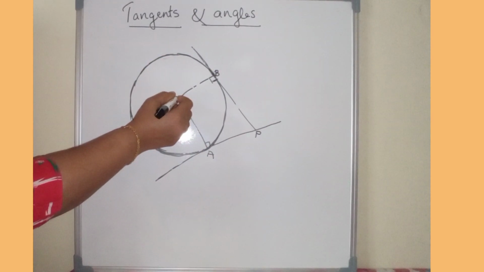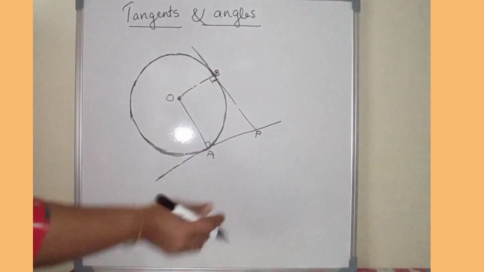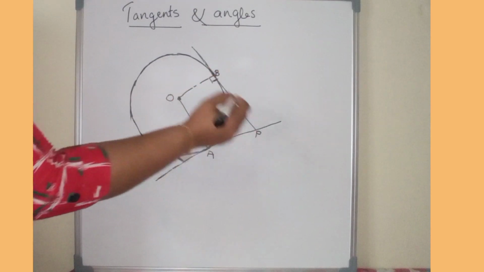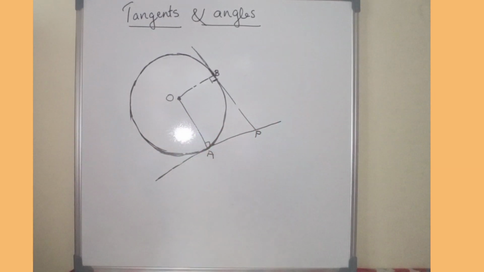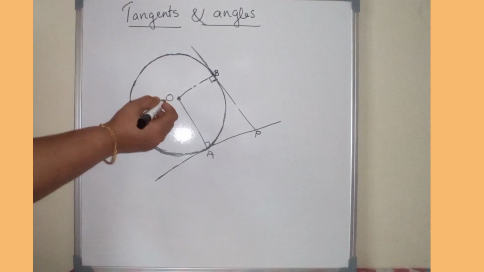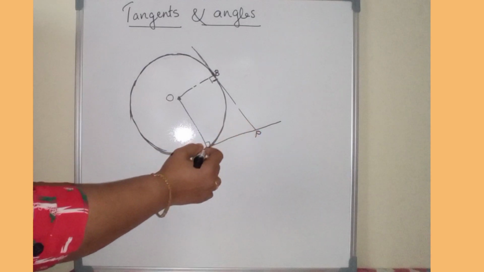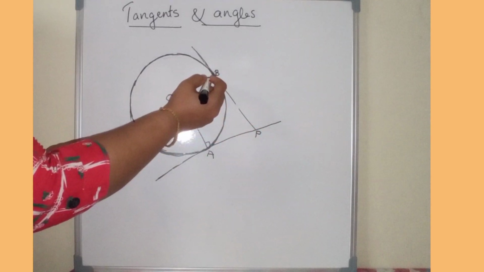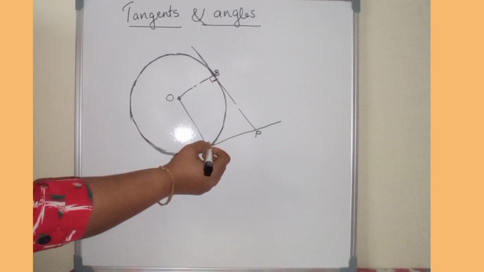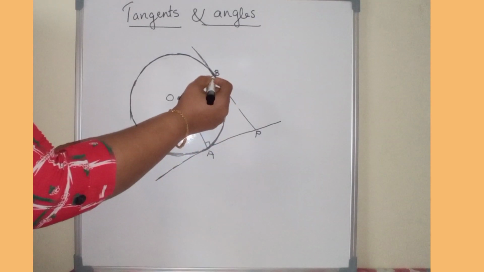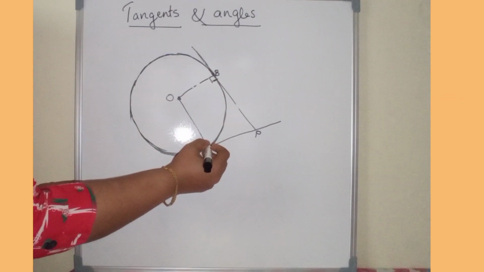We know that the radius through a point and the tangent through that point form a 90-degree angle. That is, angle OBP is 90 degrees. Similarly, angle OAP is also equal to 90 degrees. If we consider OBPA, that is a quadrilateral. In this quadrilateral, B and A are opposite angles. The sum of these two angles is 90 degrees plus 90 degrees, so their sum is equal to 180 degrees.